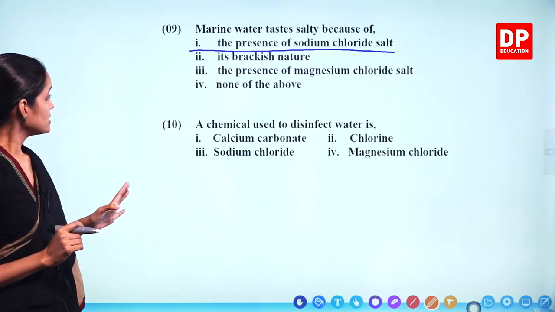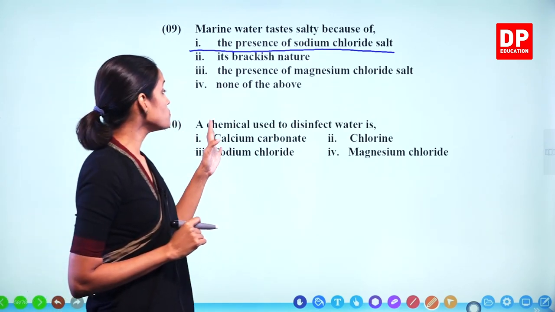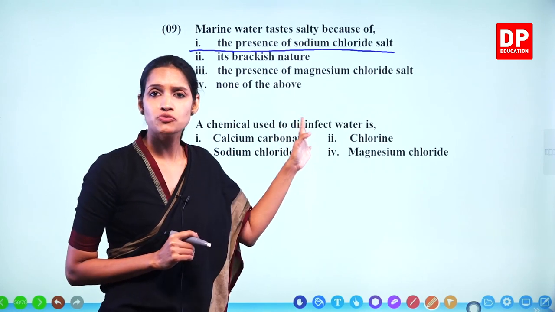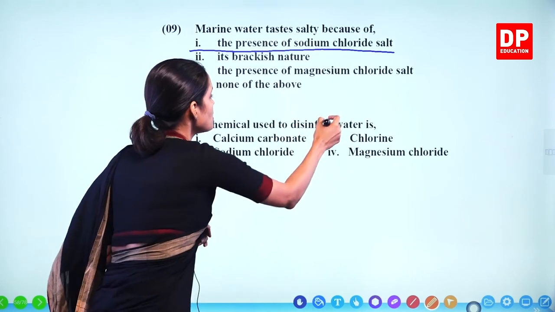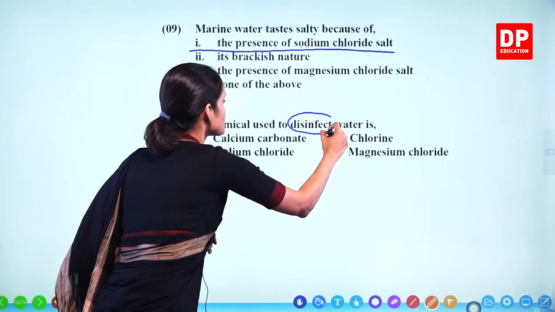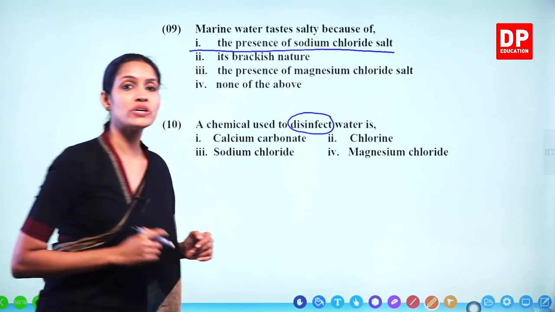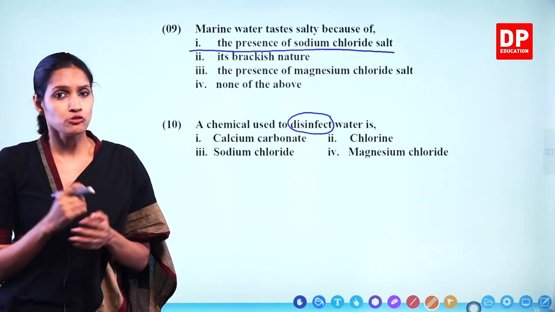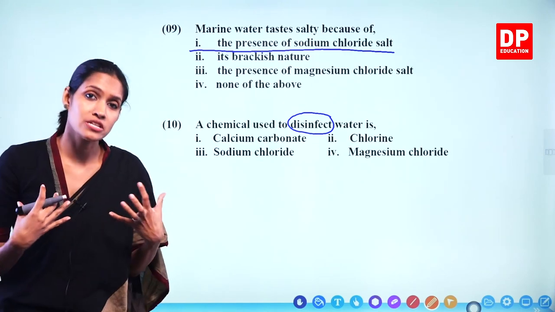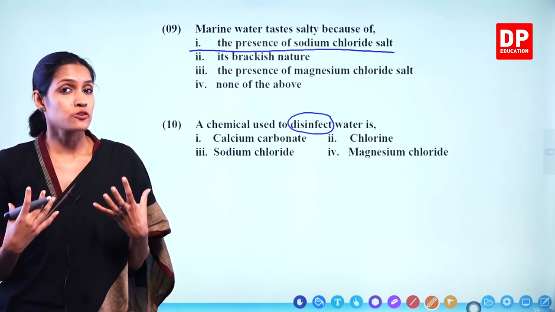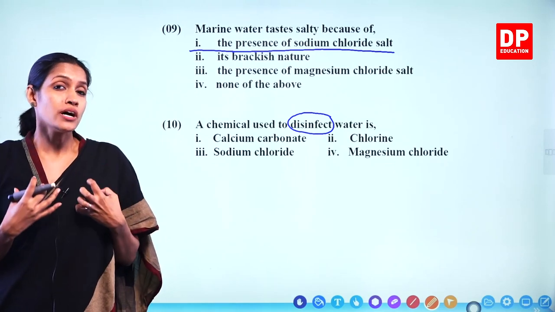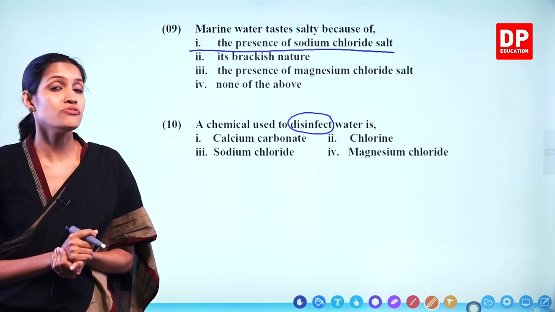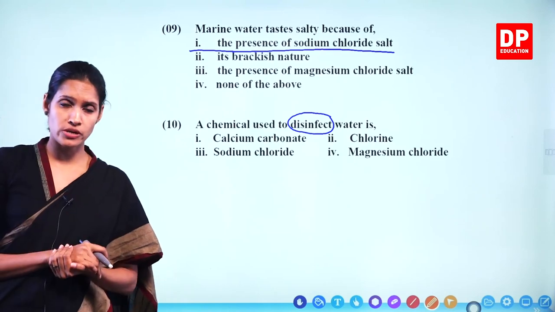Number 10, a chemical used to disinfect water. What is the meaning of disinfect? To kill germs. Now, when we consume water, children, you know that there are germs, microorganisms present. Some of these microorganisms are not good for our health. Therefore, we have to destroy these microorganisms.